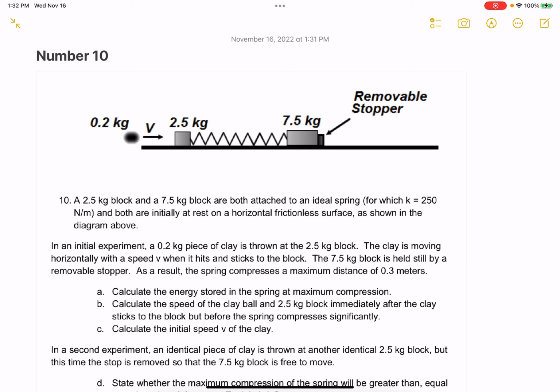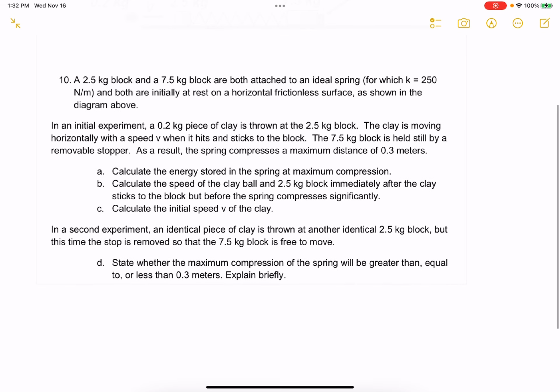A 2.5 kg block and a 0.75 kg block are both attached to an ideal spring for which K equals 250, and both are initially at rest on a horizontal frictionless surface as shown above. In the experiment, a 0.2 kg piece of clay is thrown at the 2.5 kg block. The clay is moving horizontally with the speed v, and then hits and sticks to the block. The 7.5 kg block is still held by a removable stopper. As a result, the spring compresses a maximum distance of 0.3 meters.